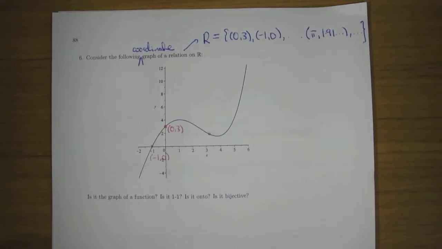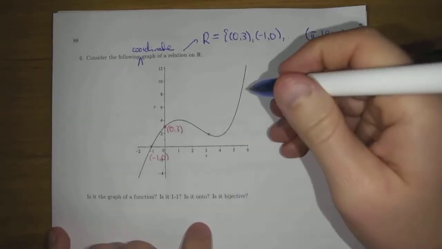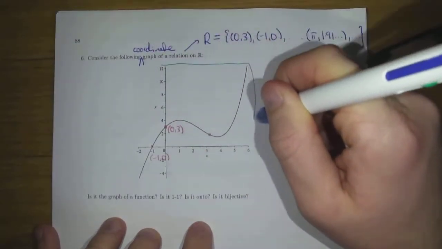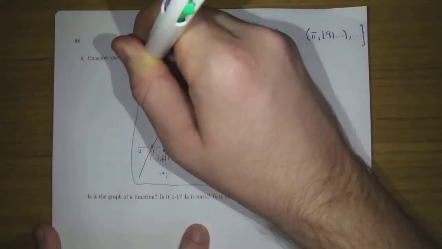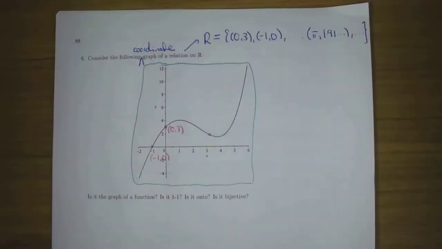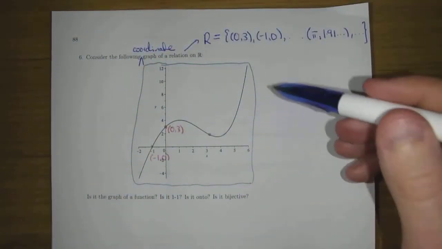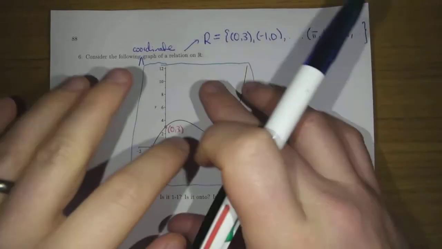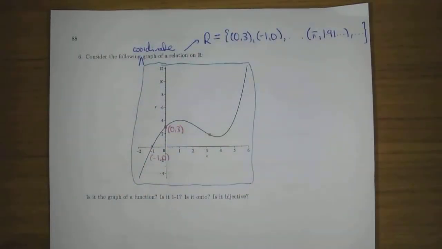Is it 1-to-1? Is it onto? And is it bijective? Now there's one thing, it says it's a relation on R, but we don't have any information. We only have information around here. And what we're going to do whenever a question like this is given, we're just going to assume that nothing weird happens outside here. I mean, you can't guarantee that this goes bonkers over here, but we'll just assume that everything outside this part of the graph is fine.